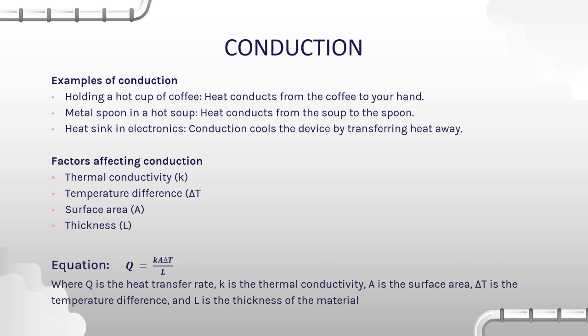Factors affecting conduction: thermal conductivity, temperature difference, surface area, and thickness. The equation for the amount of heat transferred by conduction is given by Q = K, where K is a constant, times the surface area A, times the temperature difference, divided by the thickness L.